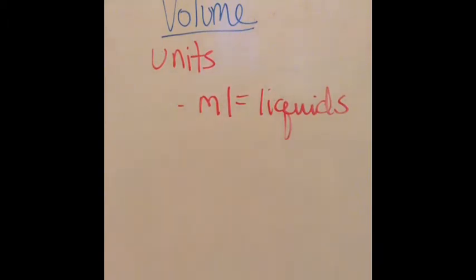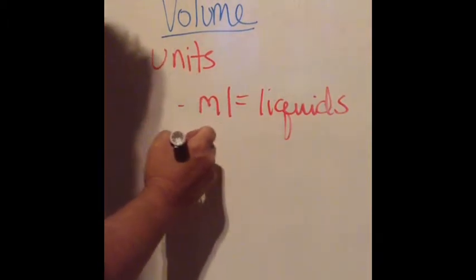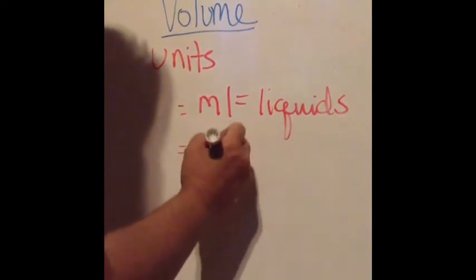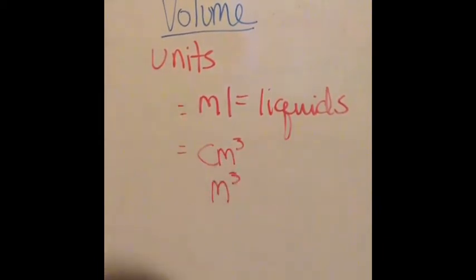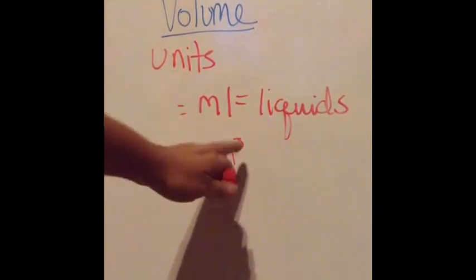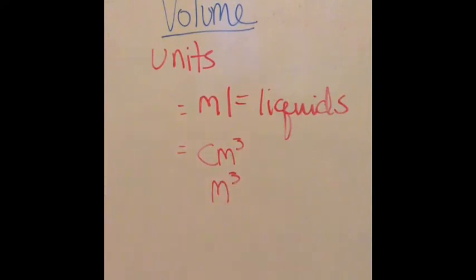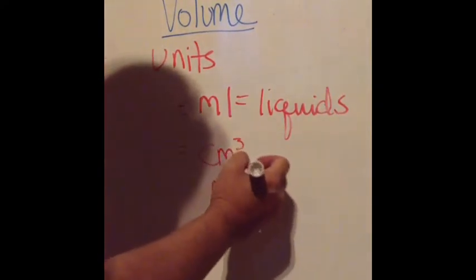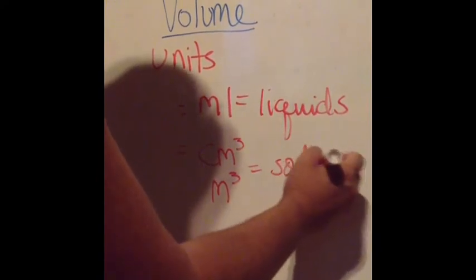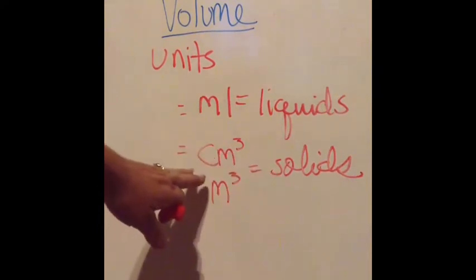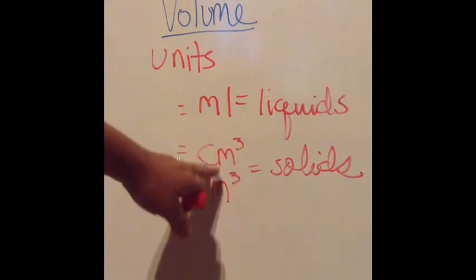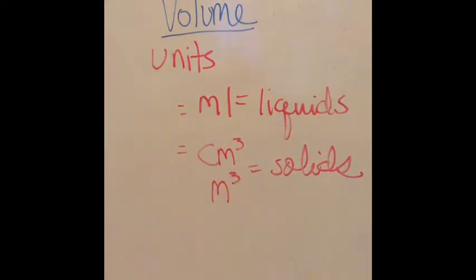The other unit you're going to see for volume is cubic centimeters, cubic meters. You're going to see cubic something with a little 3 next to it. And that usually pertains to solids or gases, but we're not going to be measuring gases. That's a little bit hard for us to do. Just remember that solids need to be cubed because you're not looking at a liquid.